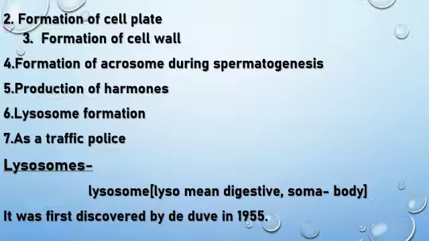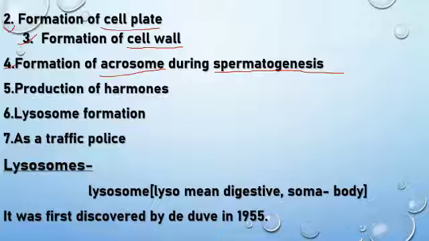The next function is the formation of the cell plate. And the next is the formation of the cell wall, so it helps in forming the cell wall. The next function is the formation of the acrosome, which it forms during the process of spermatogenesis.